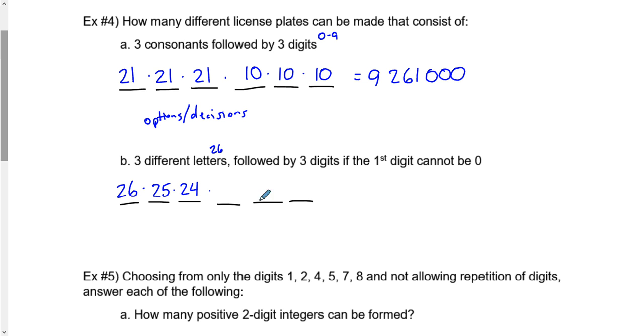Now if this first digit can't be 0, it means that we'd have 9 options. Well, it doesn't say anything about any other digits, so we'd have 10 options. We'd have all digits from 0 to 9 for those last 2 spots, which comes out as 14,040,000. So just by looking at either of these, we have lots of different license plate options.